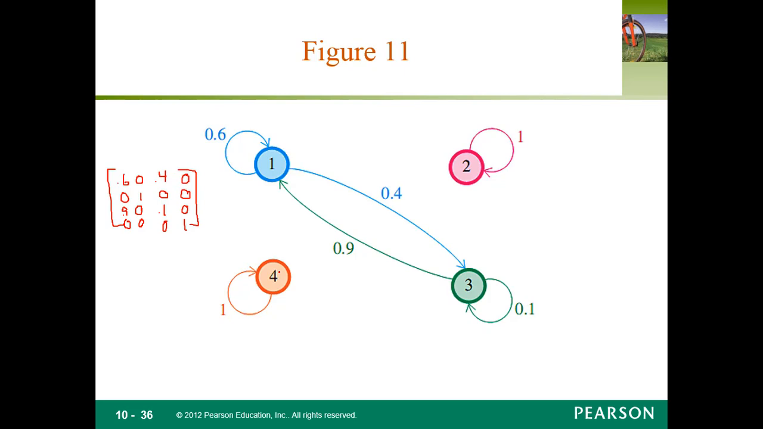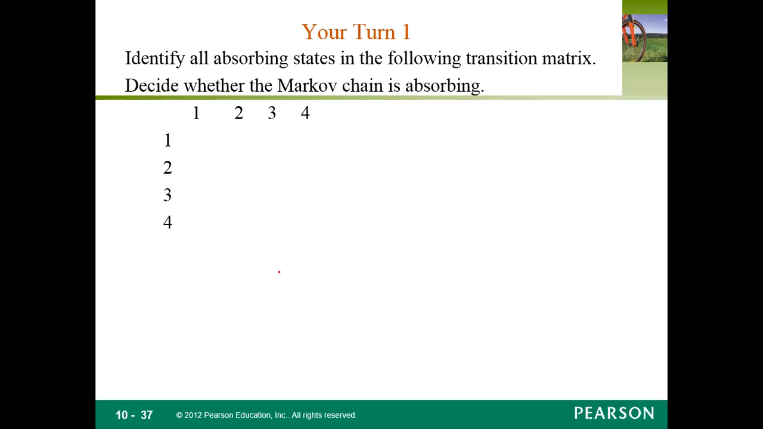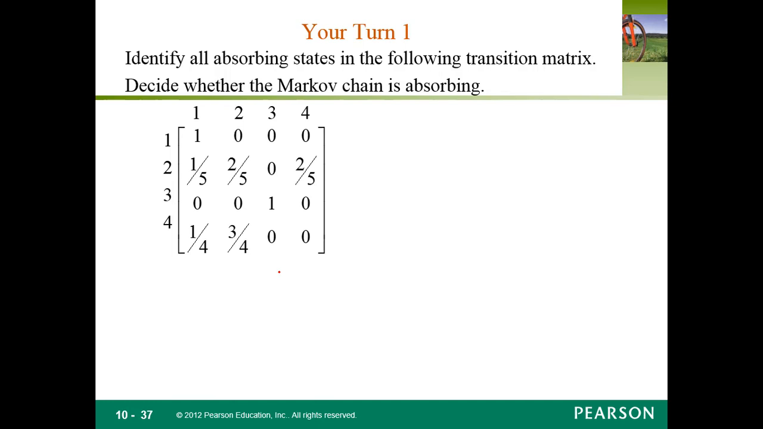Okay, so in this case here, it is neither. So this is not an absorbing Markov chain. So we would say it's a non-absorbing Markov chain. Okay, so now we want to identify all the absorbing states in the following transition matrix. Decide whether the Markov chain is absorbing. Okay, so now, are there absorbing states? The answer is yes, right? So we've got an absorbing state here at 1 and another absorbing state at 3.